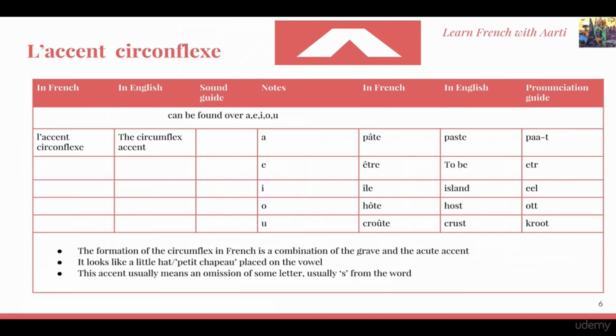Let's look at some examples. Pâte, with l'accent circonflexe on the letter A, which means paste. Être, on E, means to be. Île is island. Hôte is host. Croûte, crust.